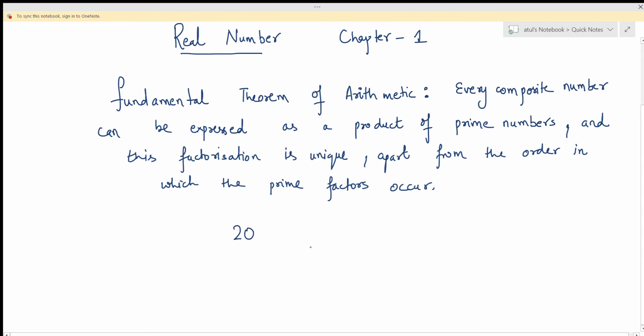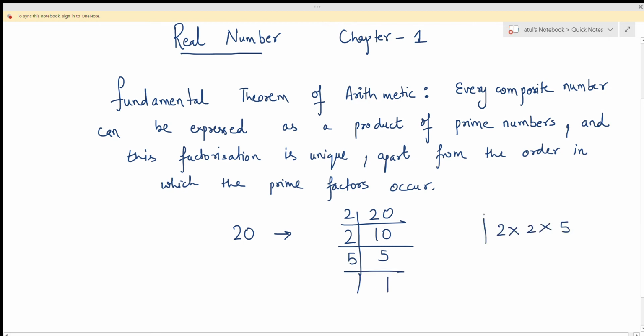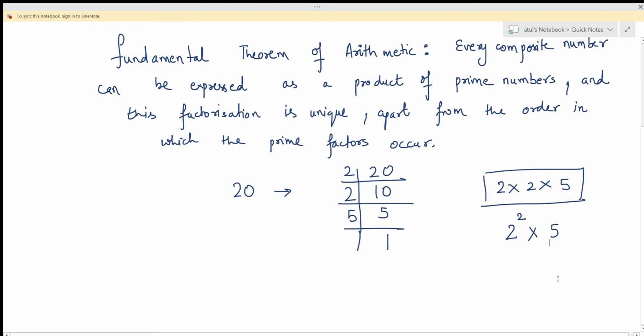20 is a composite number. What is a composite number? Any number that has more than two factors is a composite number. So let's take 20. What are the prime factors of 20? You can find them using prime factorization. 20 divided by 2 is 10, 10 divided by 2 is 5, then 5 and 1. So prime factors of 20 are 2 into 2 into 5. I can also write this combination as 2 raised to power 2 into 5. This combination is unique. You will not find the same combination for any other composite number.